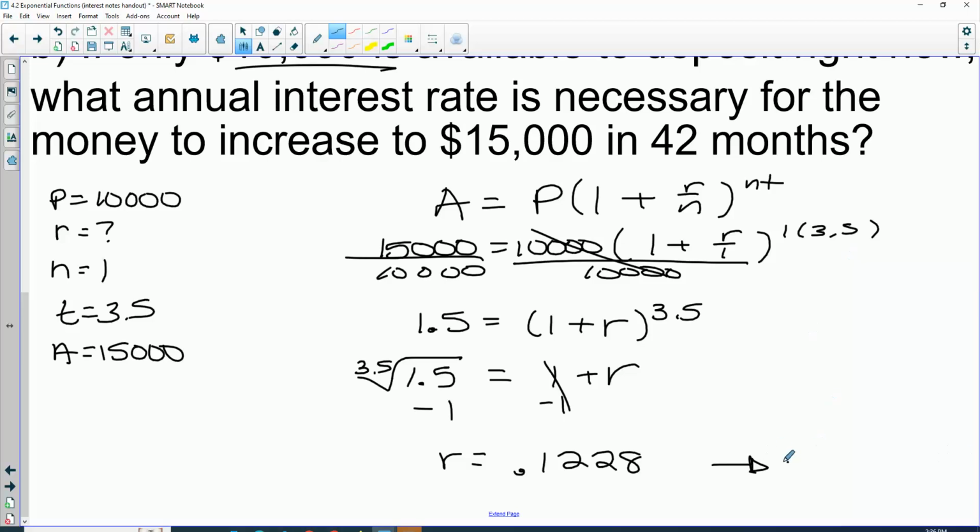You could tell me that means 12.28%. Typically those rates are given in percentage form. So we can solve for different pieces of the formula. Doing okay so far?